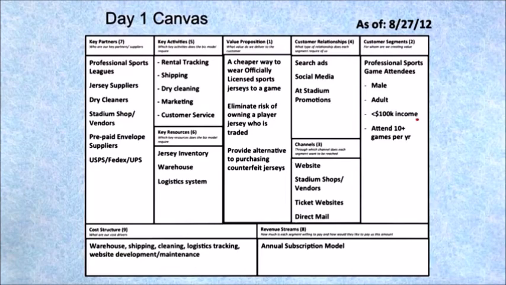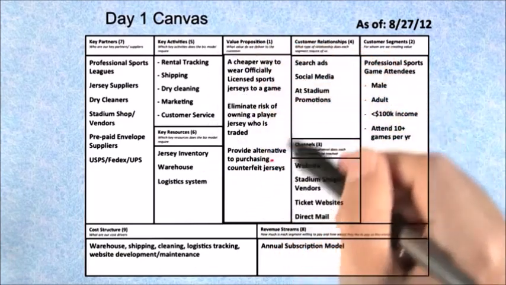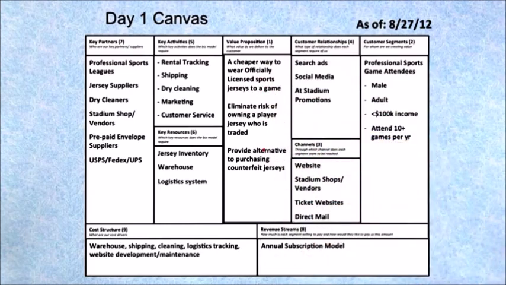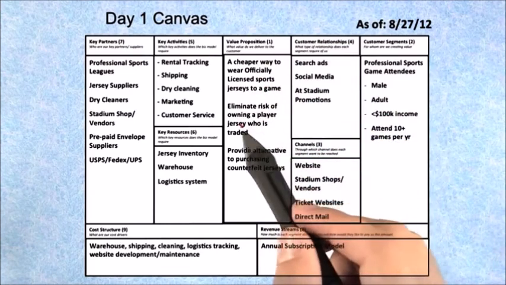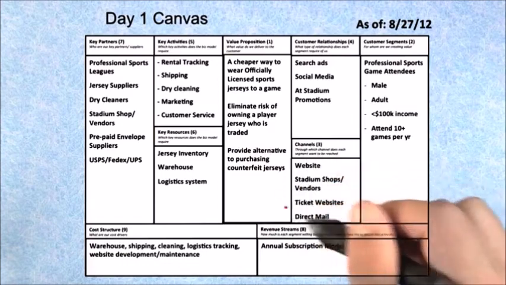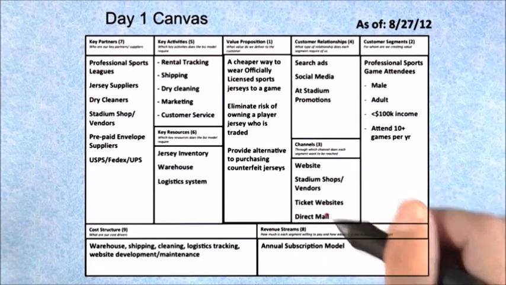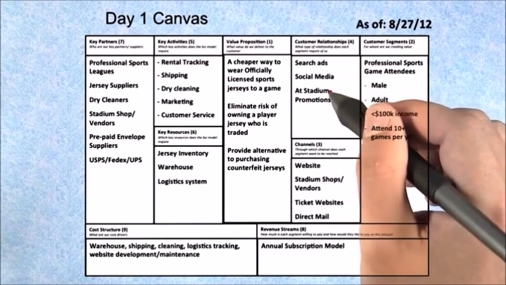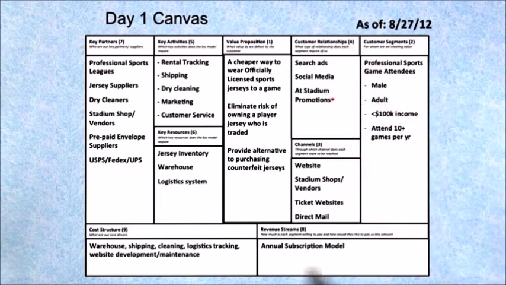And they thought their value proposition was going to provide a cheaper way to officially license sports jerseys to a game, eliminate the risk of owning a player whose jersey is traded, and provide alternatives to purchasing counterfeit jerseys. And their sales channel was going to be websites or stadium shops or ticket websites or direct mail. And how they were going to create demand was through search ads, social media, stadium promotions. And their revenue stream was going to be through an annual subscription model.